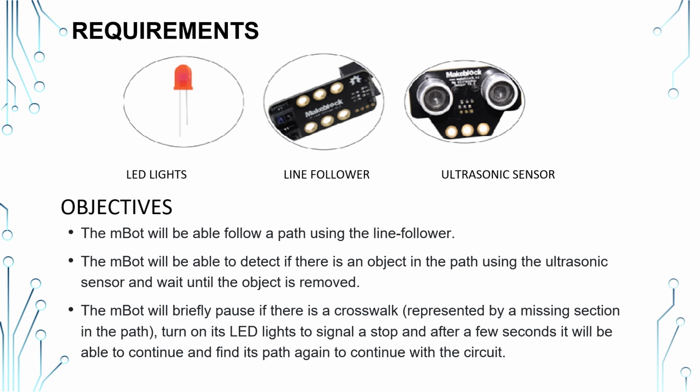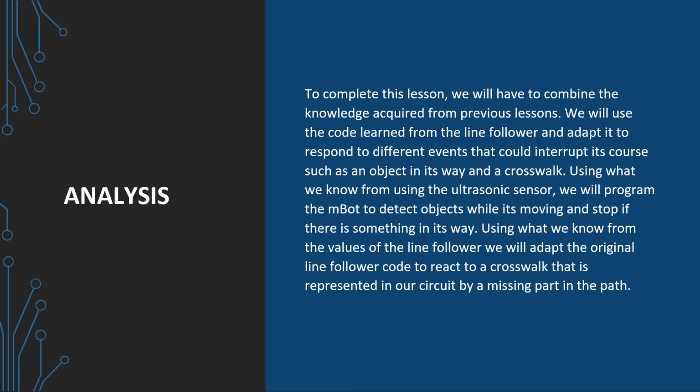So now, for my objectives and requirements, it uses, as I already mentioned, the LED lights, line follower, and ultrasonic sensor. And the objectives are to follow a path, detect objects in the way, and interpret missing sections in the path as like a stop sign or a crosswalk, or like someone is crossing, and then to stop and basically react like a person would if there was a car.